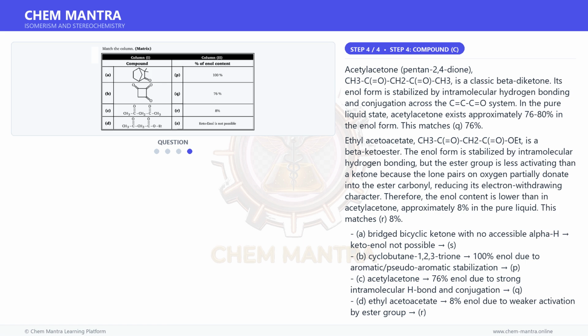A. Bridged bicyclic ketone with no accessible alpha-H, keto-enol not possible, S. B. Cyclobutane-1,2,3-trione, 100% enol due to aromatic, pseudoaromatic stabilization, P. C. Acetylacetone, 76% enol due to strong intramolecular H bond and conjugation, Q. D. Ethyl acetoacetate, 8% enol due to weaker activation by ester group, R.